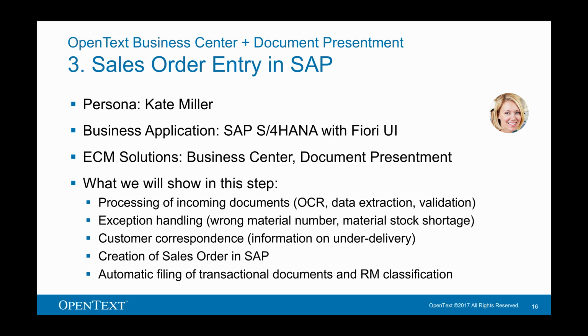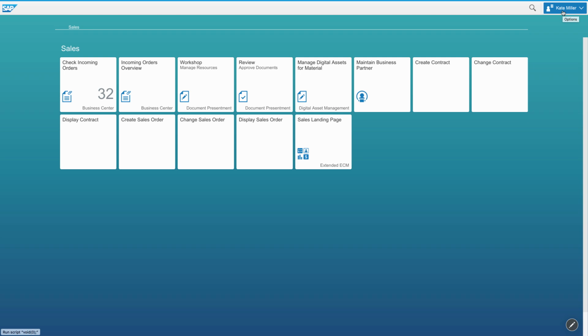What we will show in this step is the processing of the incoming documents using OCR, data extraction and validation. We will see how to handle exceptions, and we'll also see how Kate can send out customer correspondence right from the Fiori interface. And finally, we will create the sales order in SAP and file all the associated documents into Extended ECM. So let's start with the Fiori Launchpad.